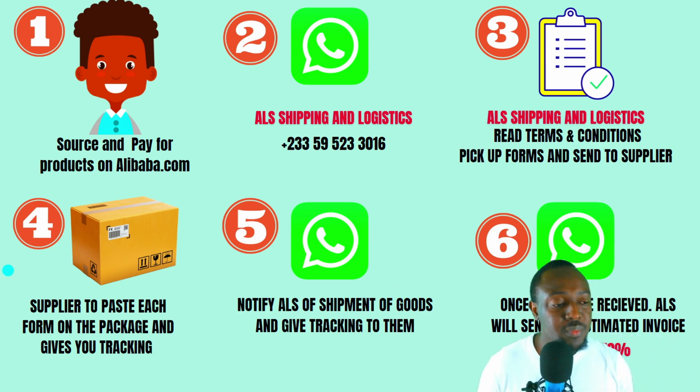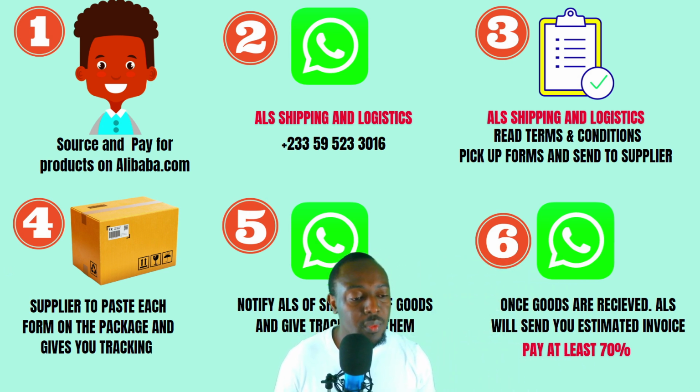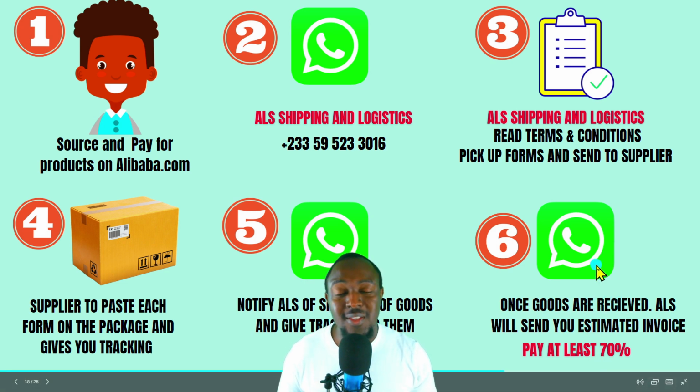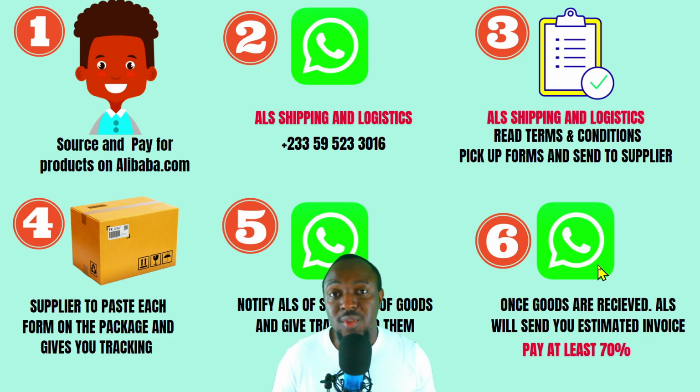Once they get the goods in their ALS warehouse in China, they'll weigh the goods and they'll send me an invoice as to how much it's going to cost for me to ship my products from China to Ghana. I'll have to pay 70% of that invoice into their Momo account or their bank account in Ghana.